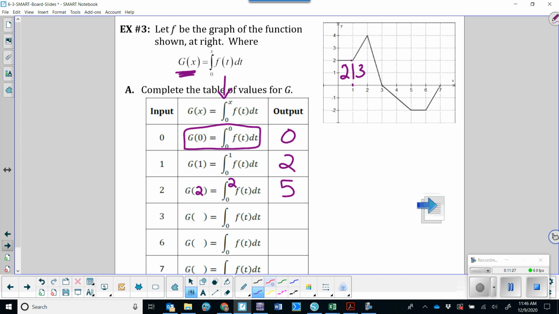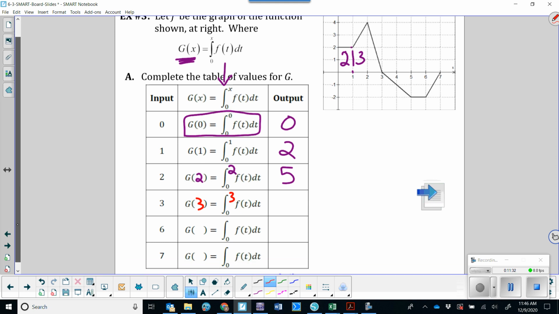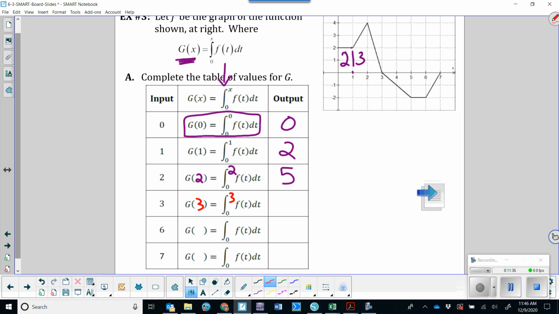If I want to do g of 3, it means the integral from 0 to 3 of f of t dt, which means, again, I just need to add one more portion, and this is just a triangle. So I'm going to have 1/2 base times height. Height is 4, so half of that is 2, times 1, so I get 2. Now I'm going to add that to the previous 5 because I already know this part here is 5.